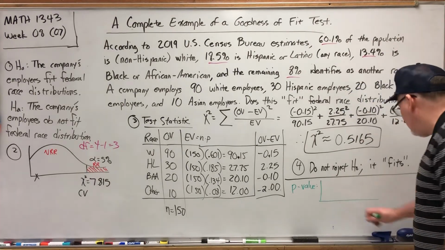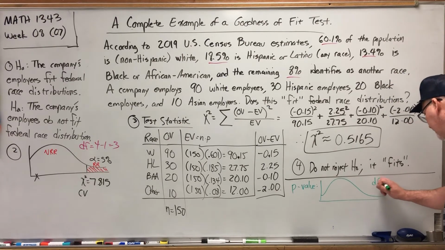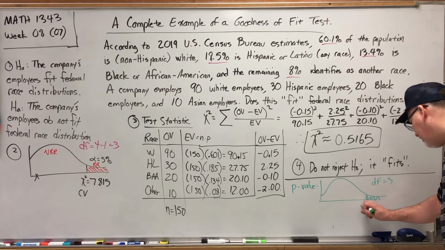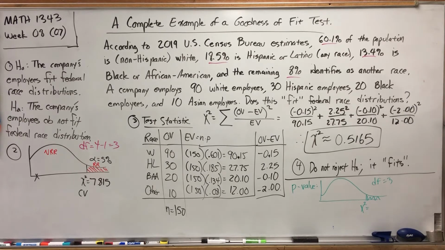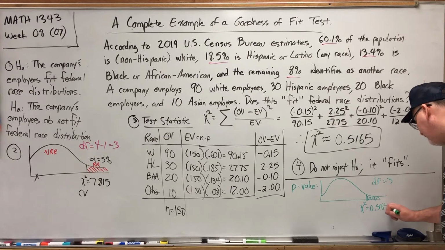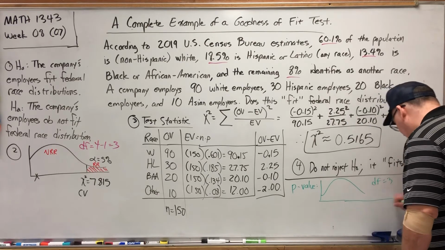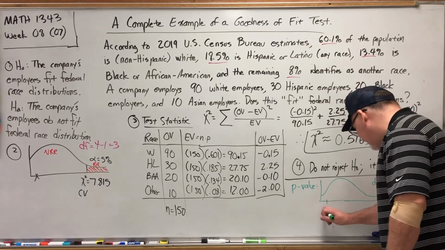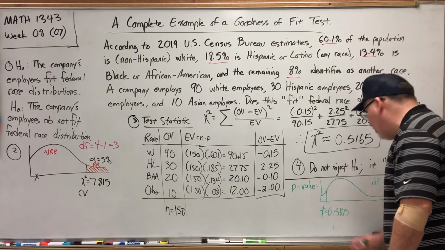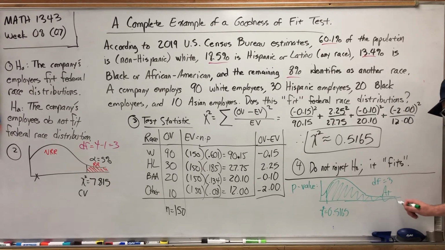Still a right tail test. So we would cut off a tail. We still have degrees of freedom of 3. And our tail's area, we don't know the area. We're going to look that up or get a range of values for it. Our test statistic was 0.5165. Actually, that would be way over here. It's almost 0, so our test statistic is way over here. But it's still a right-tail test, which means we would shade all that and we would need to find this area.